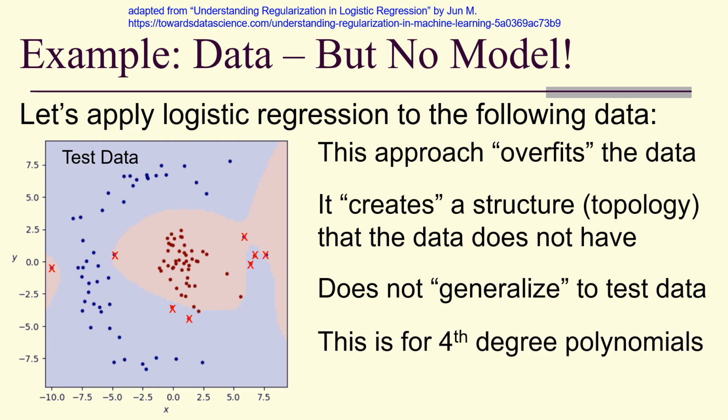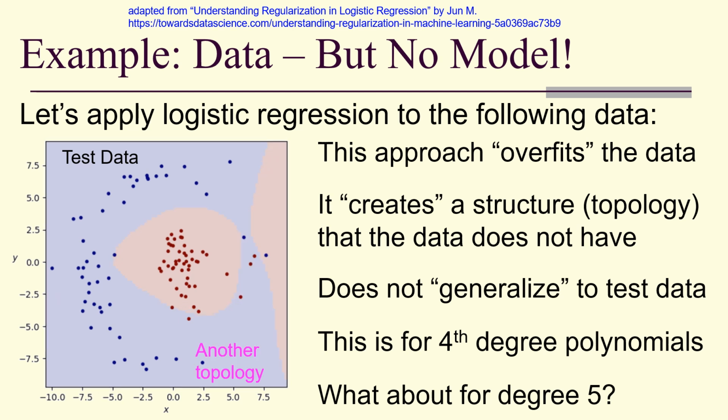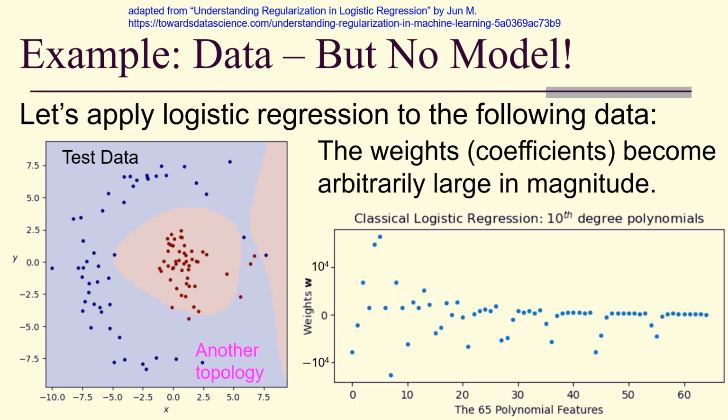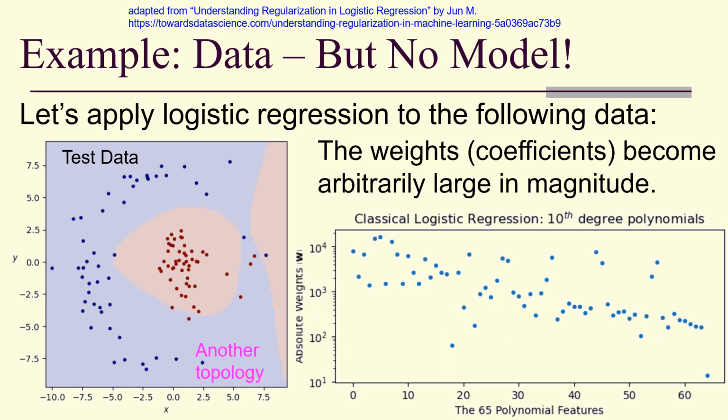Now this is for fourth degree polynomials. What about degree 5? Well, there we get another topology. And when we go to 10th degree polynomials, look at how large our weights are in magnitude. Some of them incredibly large, some of them close to zero. In absolute value, you can see very large weights, but some much closer to zero. And I'm using log scale here.